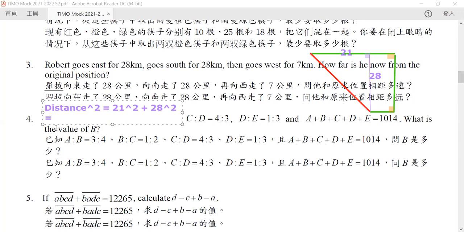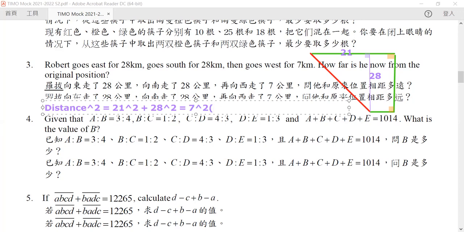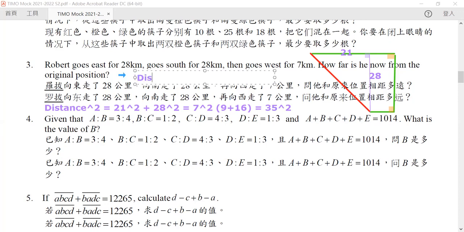Now, 21 and 28 are both multiples of 7. So it will be equal to 7 squared multiplied by (9 plus 16), which is 7 squared times 25. But then this would be equal to 35 squared. So because our distance squared is equal to 35 squared, hence our distance is equal to 35.